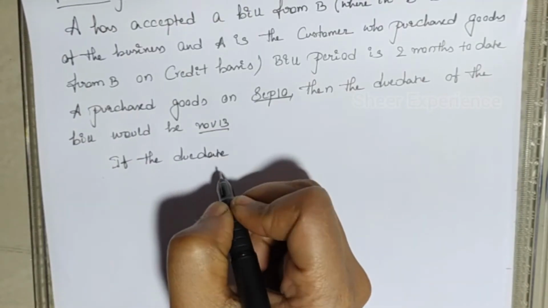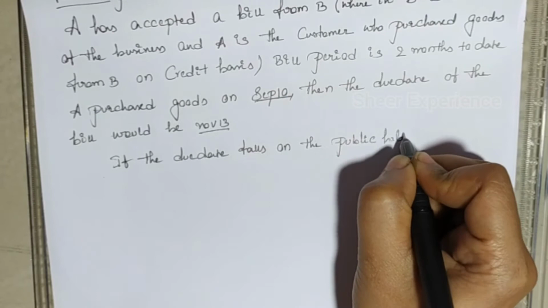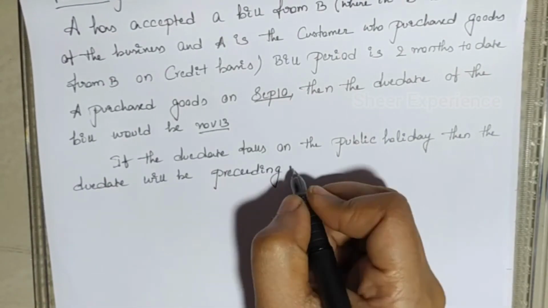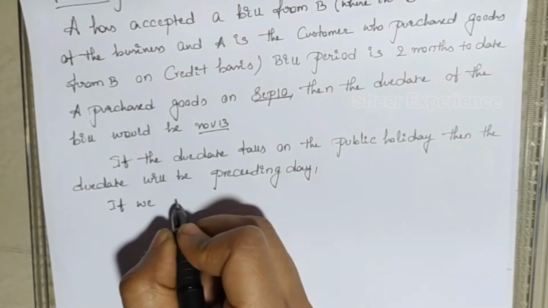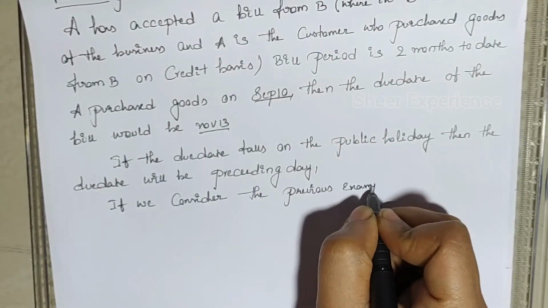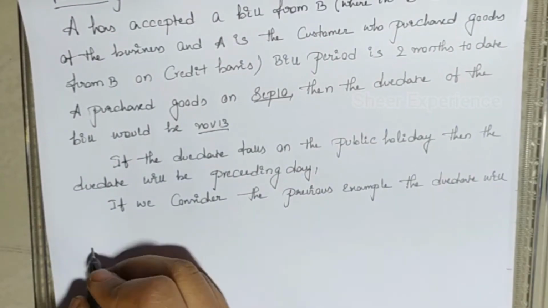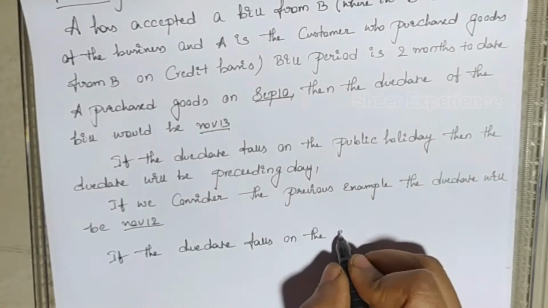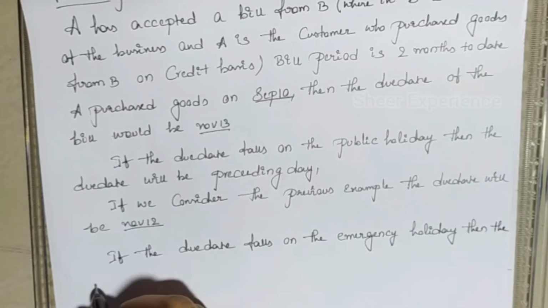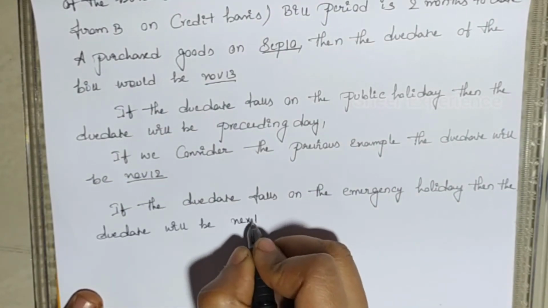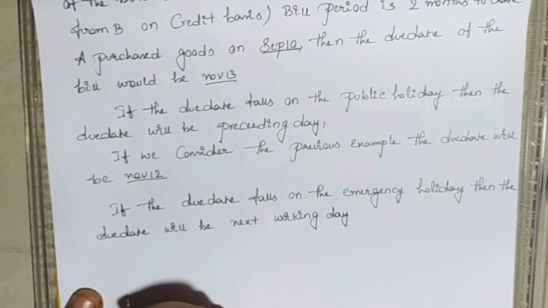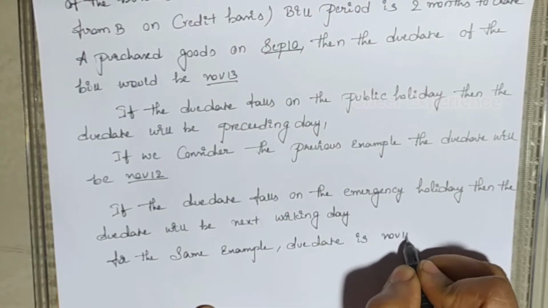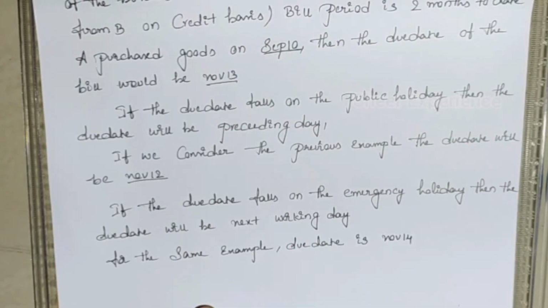If the due date falls on the public holiday, then the due date will be the preceding day. Preceding day means previous day. If we consider the previous example, the due date will be November 12th instead of November 13th. If the due date falls on the emergency holiday, then the due date will be the next working day. For the same example, the due date will be November 14th instead of November 13th.